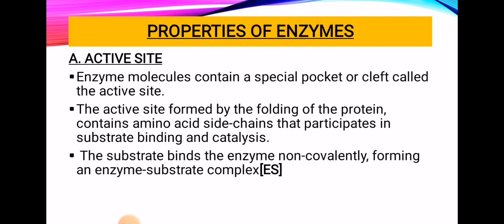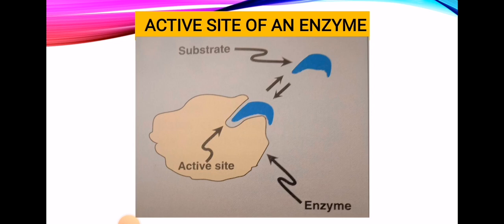So what are the properties of enzymes? Active site. The enzyme molecules contain a specific pocket or cleft called the active site. The active site, formed by the folding of the protein, contains amino acid side chains that participate in substrate binding and catalysis. The substrate binds the enzyme non-covalently, forming an enzyme substrate complex. So here you can see the active site and the substrate binding into the enzyme.